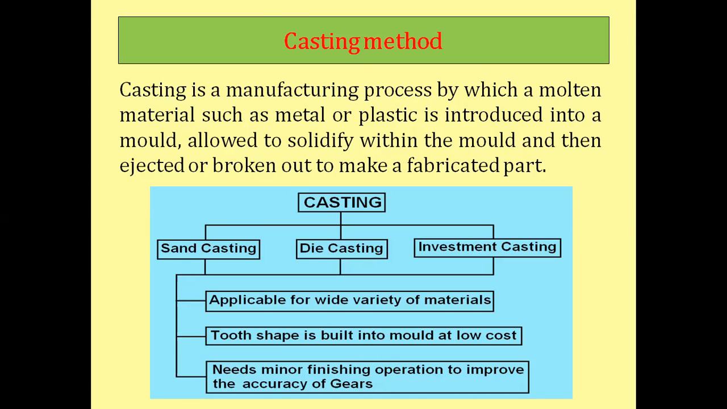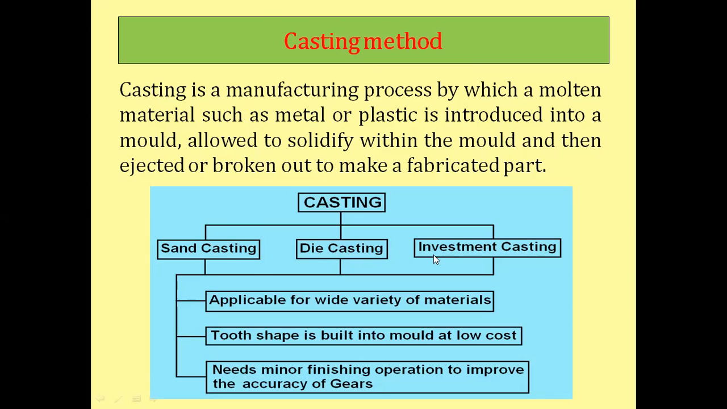manufactured. Okay, so you will first use the pattern, and after that you fix that pattern into the sand and produce the cavity, and in that cavity you will pour the molten metal to form the gear. After solidifying you will break that mold and take out the component. Okay, there are different types of casting used to manufacture the gear. First is sand casting, second is die casting, and next is investment casting.